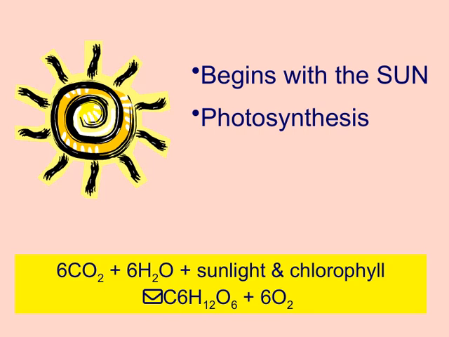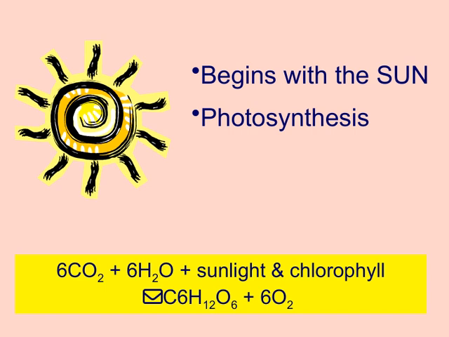Let's start with the sun, which is the ultimate source of energy for life on Earth. Photosynthesis is the process that plants, algae, and some bacteria use to convert this sunlight into chemical energy. It all begins when these organisms take in carbon dioxide from the air, which is represented as 6CO2. They also absorb water, 6H2O, from the soil.